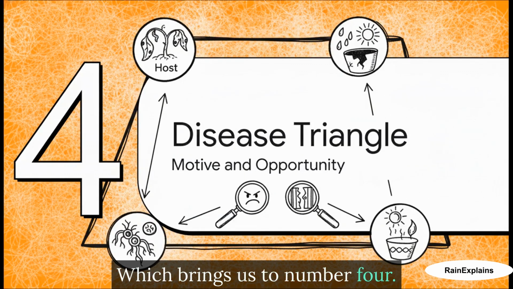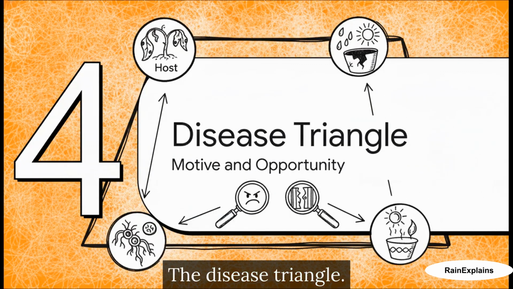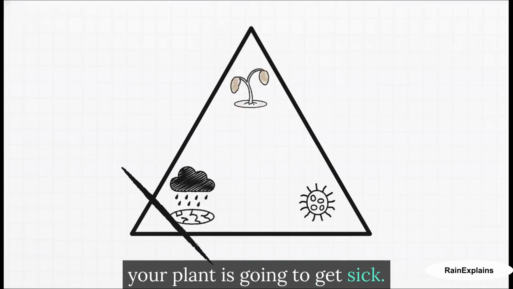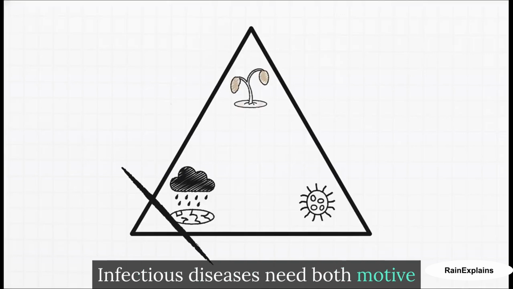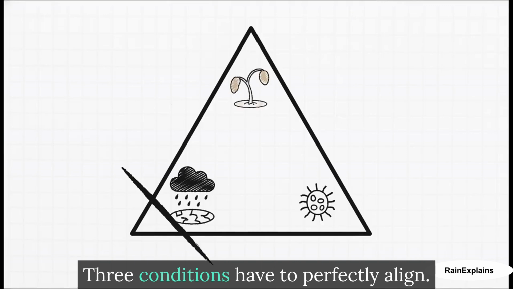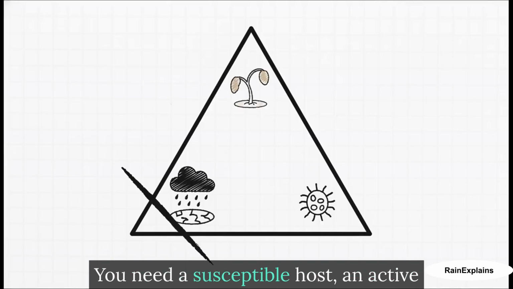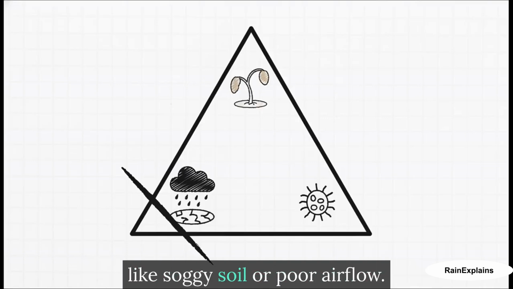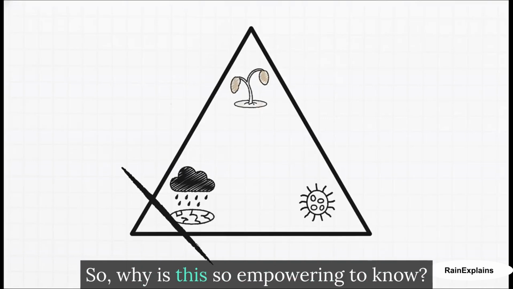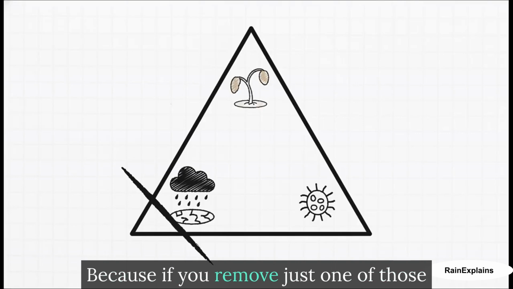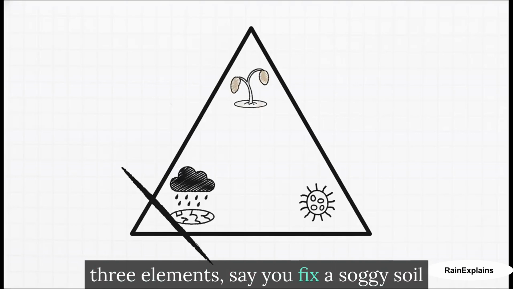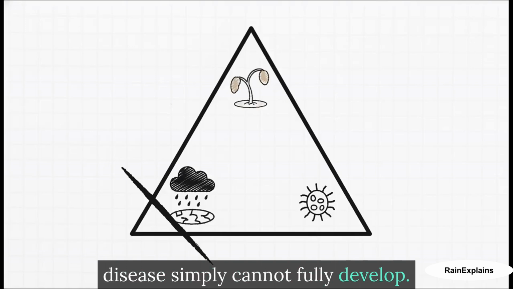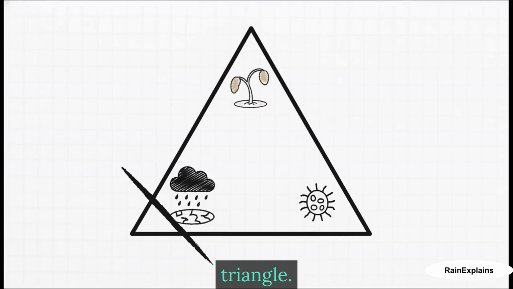Which brings us to number 4, the disease triangle. Now, even if a fungal pathogen is hanging around, it doesn't guarantee your plant is going to get sick. Infectious diseases need both motive and opportunity. 3 conditions have to perfectly align. You need a susceptible host, an active pathogen, and a favorable environment, like soggy soil or poor airflow. So why is this so empowering to know? Because if you remove just one of those 3 elements, say you fix the soggy soil or you plant a resistant variety, the disease simply cannot fully develop. You literally have the power to break the triangle.